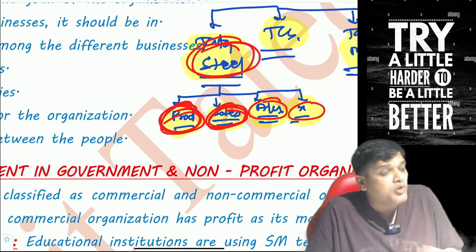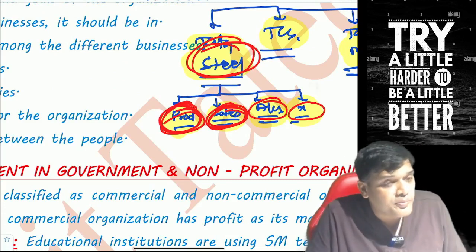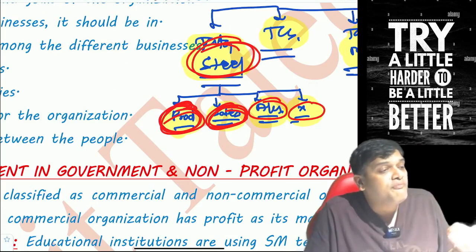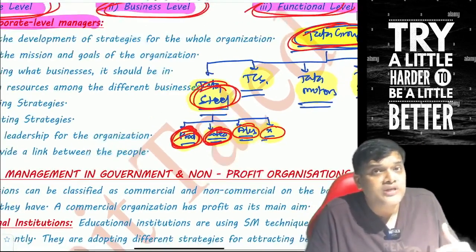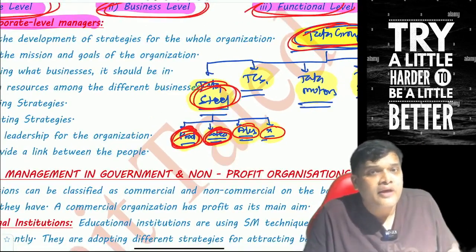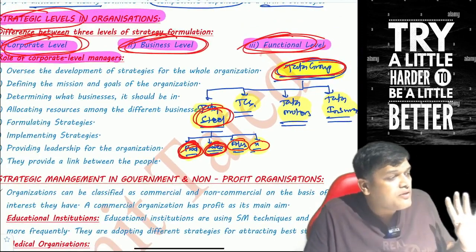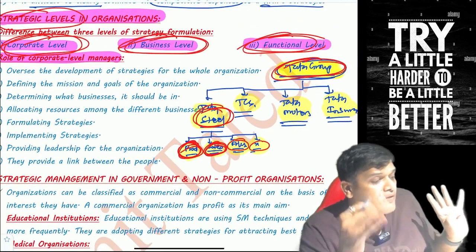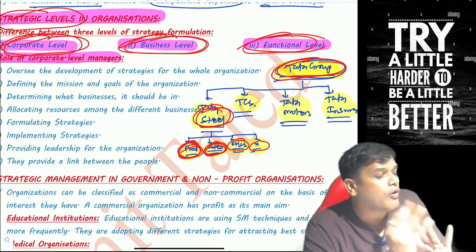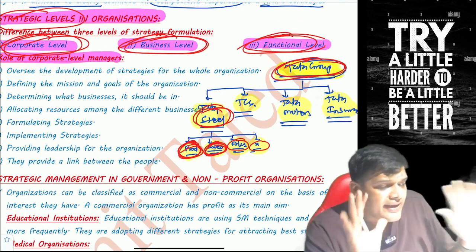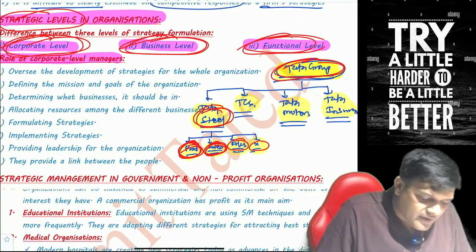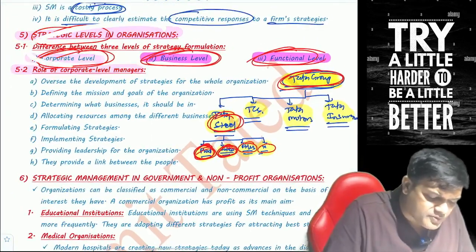So if an MCQ comes, which levels of management are involved in developing a strategy? Corporate level, business level, functional level, or all of them? What will you write? All of them. Everybody clear? This is exactly what we need to understand. This is the first concept we have discussed here.